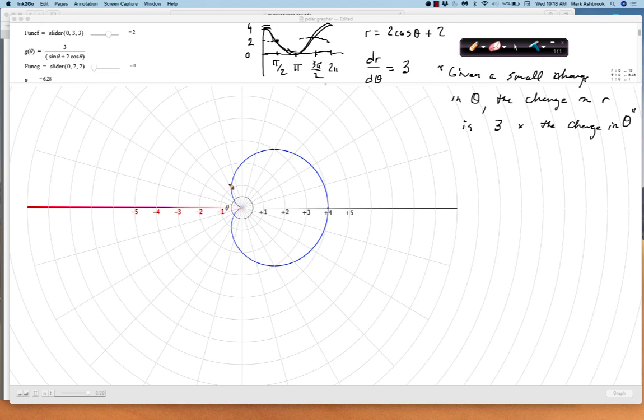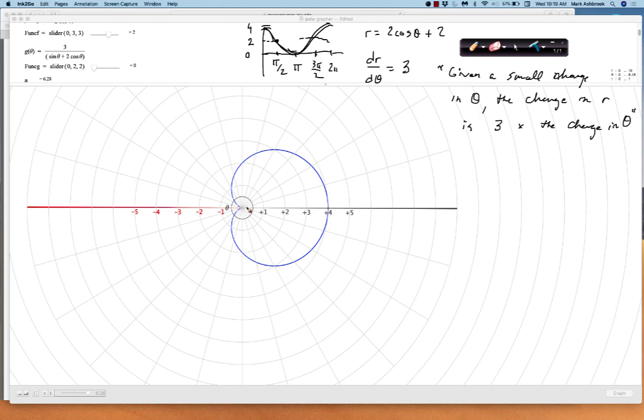What's r doing? Still decreasing. So in fact, from 0 to pi, we see it right there. From 0 to pi, r is decreasing. We're getting closer and closer to the pole, so our dr d theta must be negative.